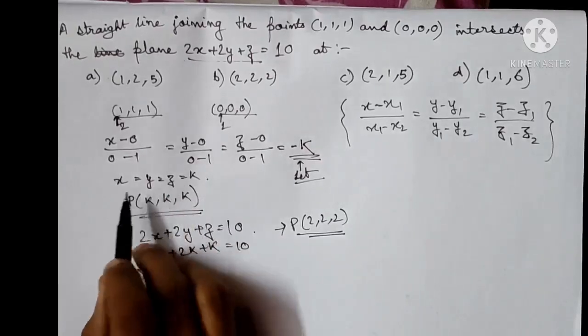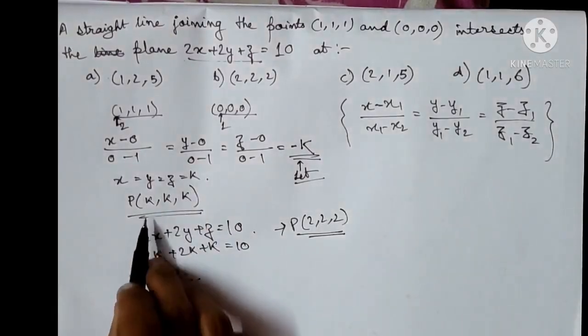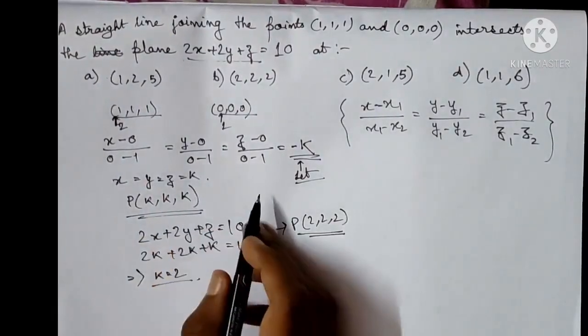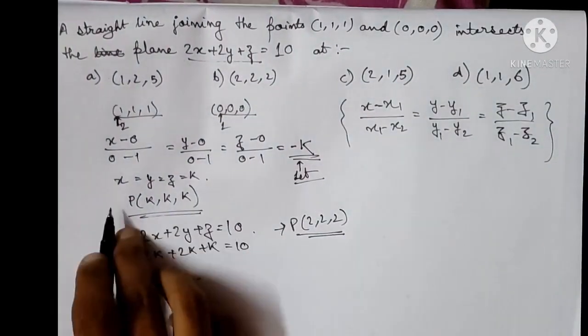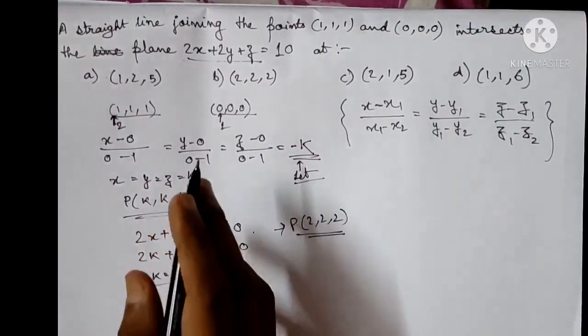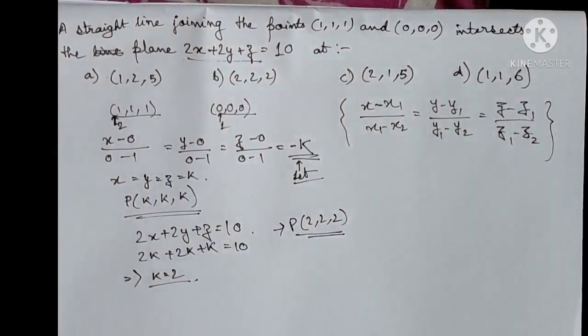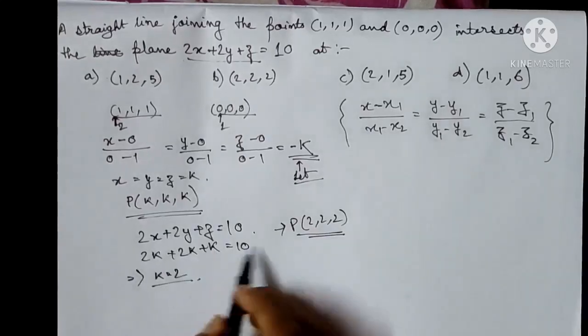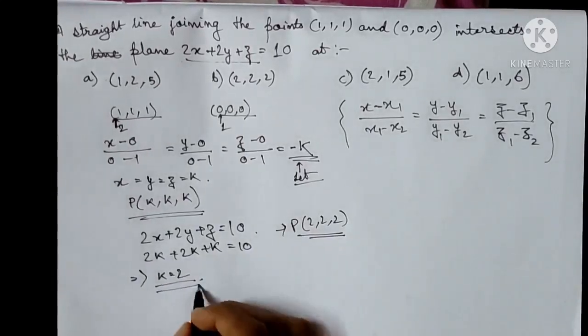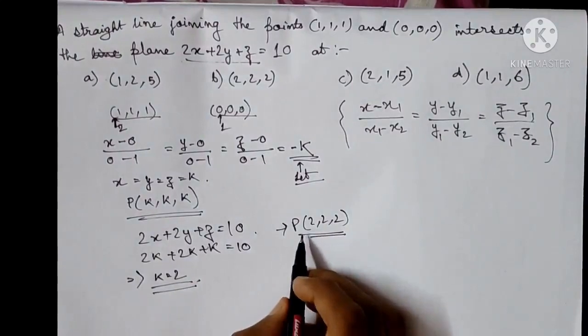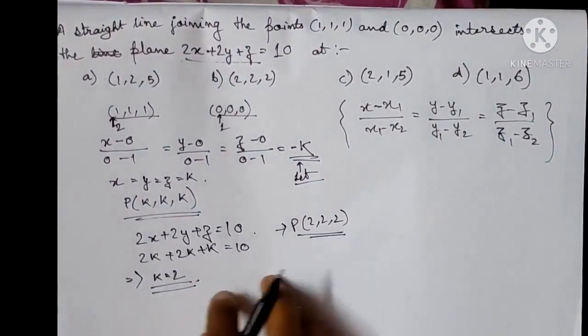So this k we have thought of as the point where it intersects the plane. Now we substitute the values in the equation 2x + 2y + z = 10, and that gives us k equal to 2. So the point of intersection is (2, 2, 2).